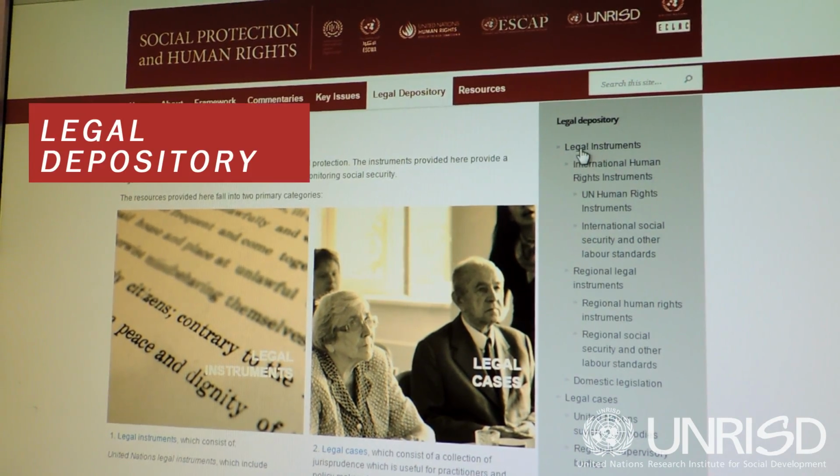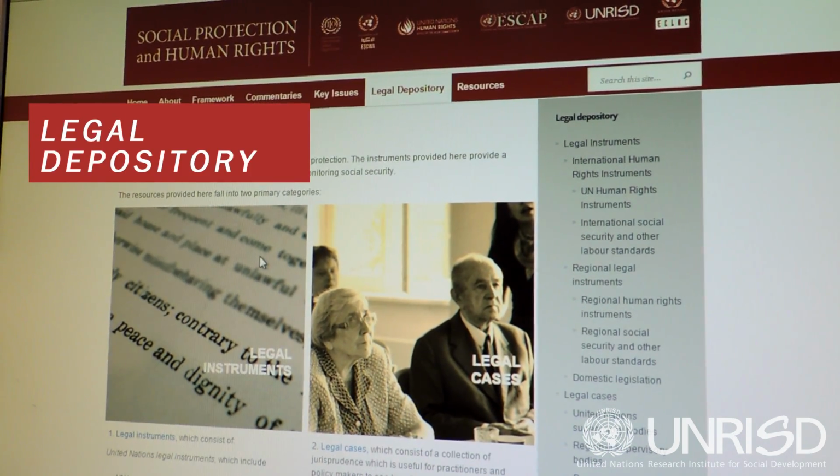Another important component is the legal depository. We have been able to identify critical jurisprudence, case law, in which domestic courts and quasi-judicial bodies at the regional and the international level have decided on issues regarding social protection. We have included only cases where there's been a positive decision in which, taking a human rights norm, the decision has expanded the existing social protection system in the country.